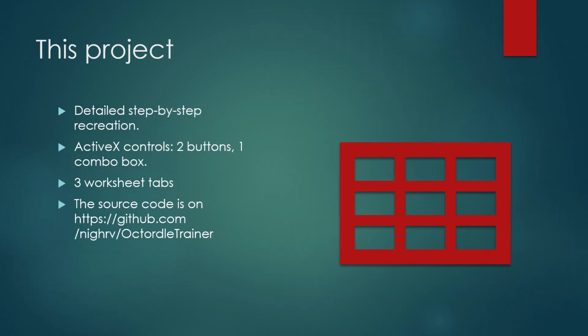So for this project, I'm going to give step-by-step instructions for recreating the Octordle Trainer spreadsheet. On the first sheet, you'll have 3 ActiveX controls. There'll be 2 buttons and 1 combo box for the drop-down. There will be 3 worksheet tabs. So you have the guesses tab, the answers tab, and the word list tab. Now, if you don't want to type in all this code, you can go to my GitHub page, download it, and just follow along as I give you the explanation of how to do all these steps.